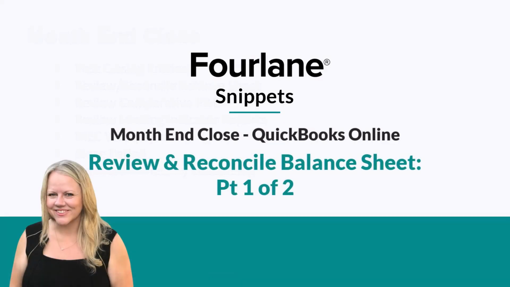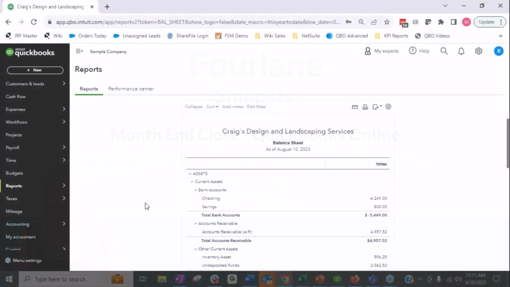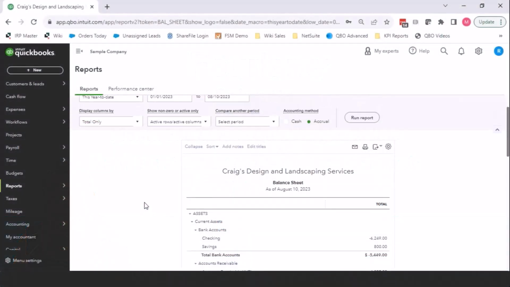The next thing that we're going to be doing is reviewing and reconciling our balance sheet. One of the things that we always talk about here at Fourlane is that if your balance sheet is correct, your financials are correct, right? So if there's nothing hiding in your balance sheet, then your P&L is right. Now, on the P&L, they might not be in the right buckets per se, right? We might have put it in other expenses instead of cost of goods sold, but the bottom line number is correct if the balance sheet is correct, because the two tie out to each other, right?